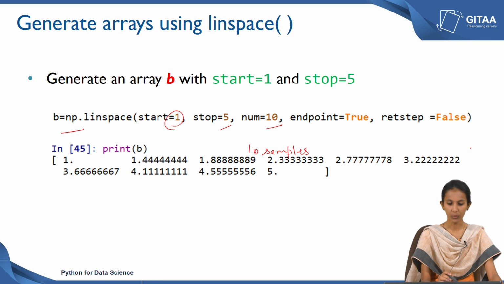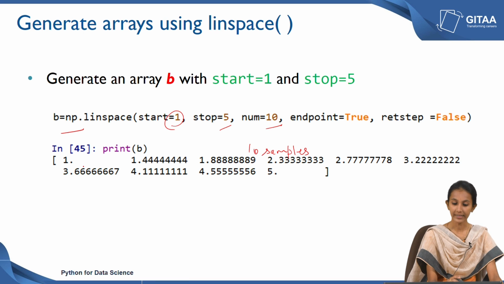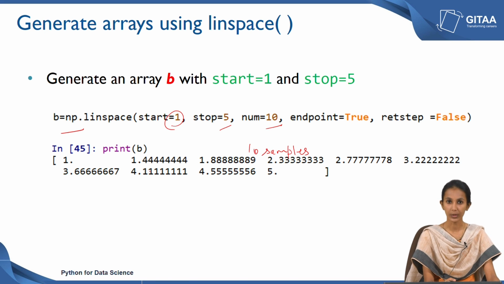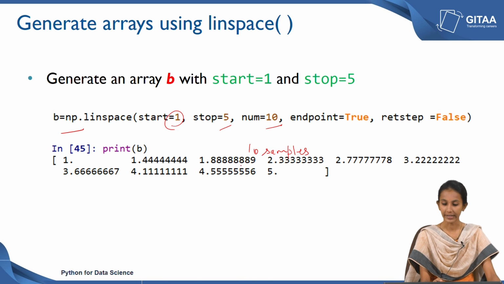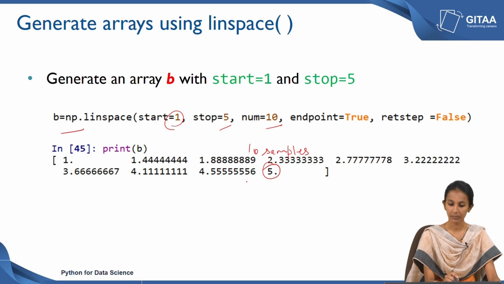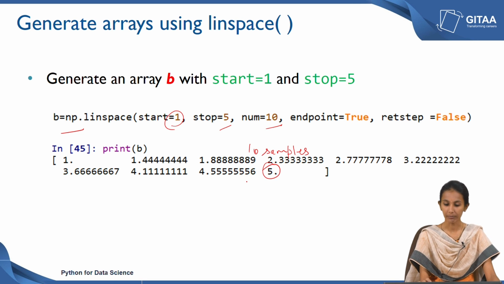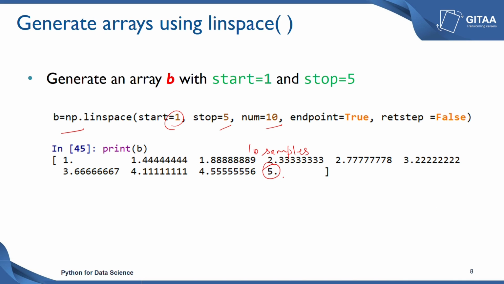When you print the output, you will be getting 10 samples. The first value is 1, the second value is 1.444, then 1.88, 2, and the last value is 5. If you do not give endpoint equal to True, 5 will not be included in the samples. Here it returns 10 samples and the last value has been included in the samples.